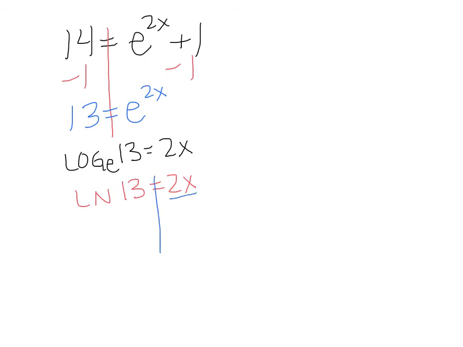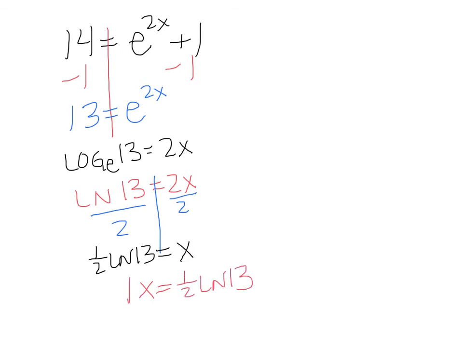Divide both sides by 2 to get x by itself. You are going to end up with 1/2 times the natural log of 13 equals x. So again, you could type into your calculator and you could get the decimal approximation of this. Or if you wanted to leave it in exact form, you would say that x equals 1/2 times the natural log of 13.